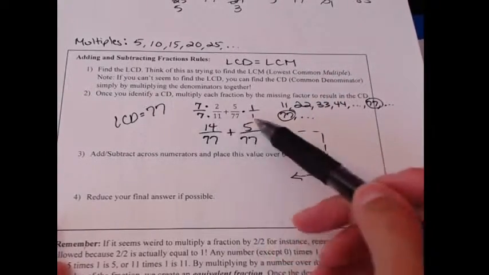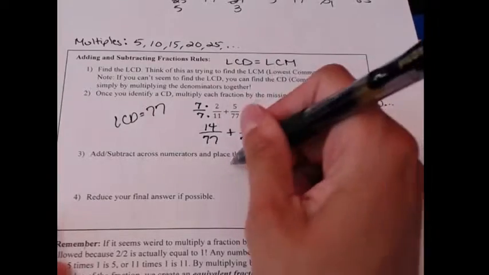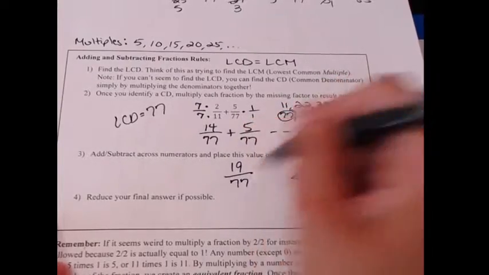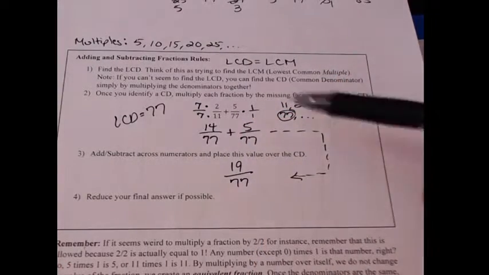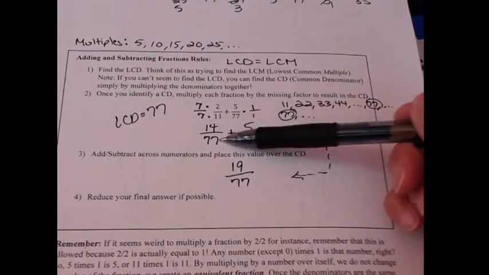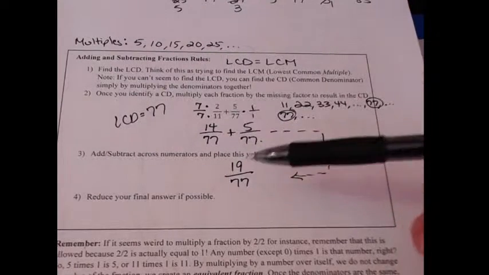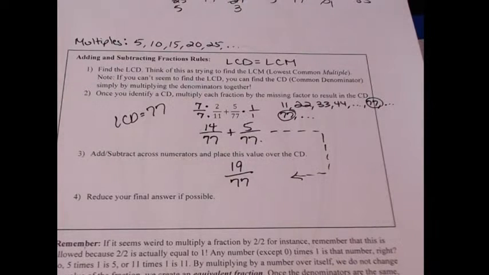So we add across the numerators, 14 plus 5, which is 19. And you keep the denominator. 77 is our denominator. Think of it as 14 out of the 77 pieces plus another 5 out of the 77 pieces means we have 19 out of the 77 pieces. Think of this visually too if that's helpful.